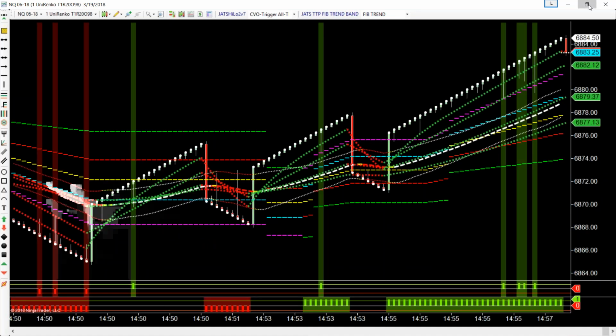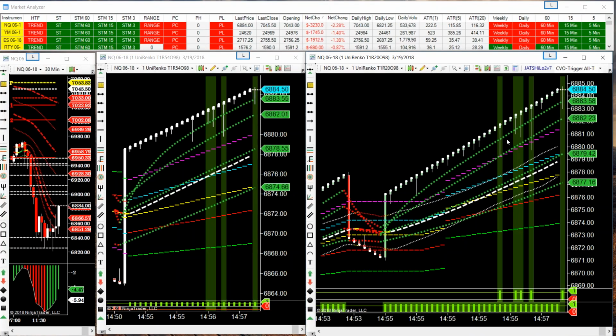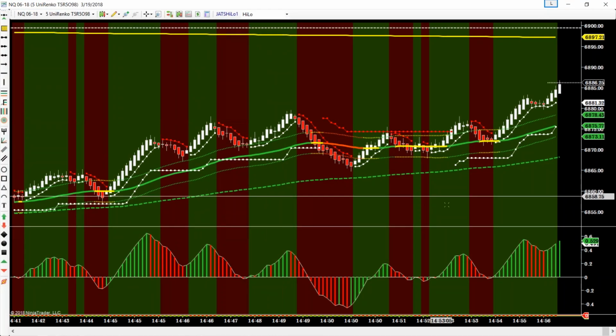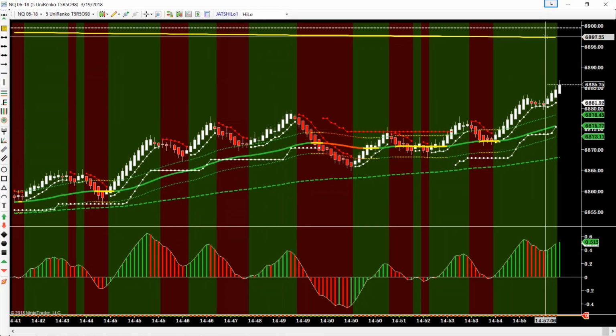But this would be a counter trend trade, so I don't know if you're a counter trend trader or you just stick to the original direction. But it looks like price is trying to get up to the VWAP. Here is the high-low 1 chart, and here's your VWAP for the day.